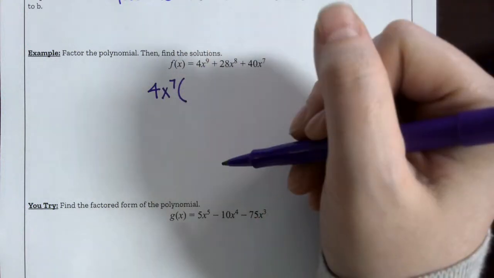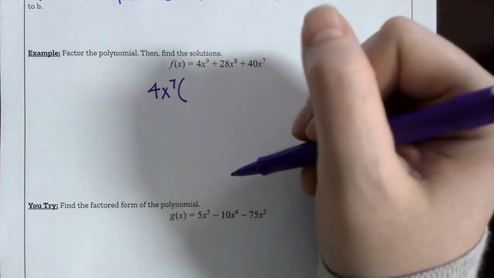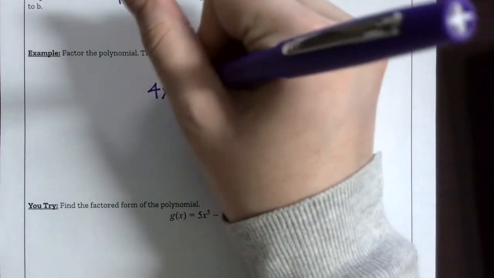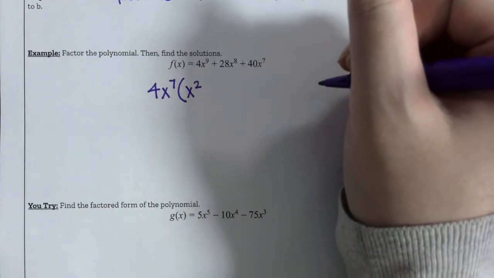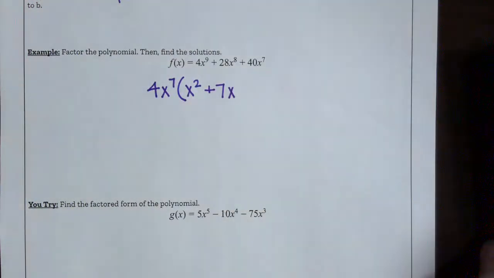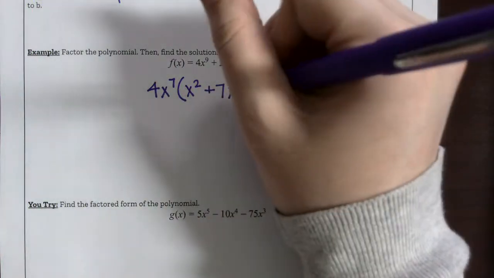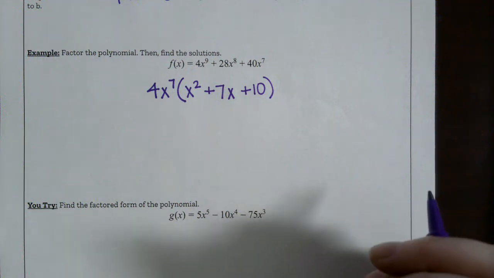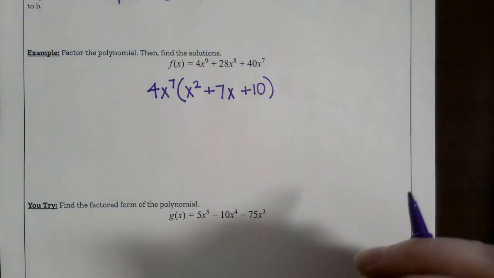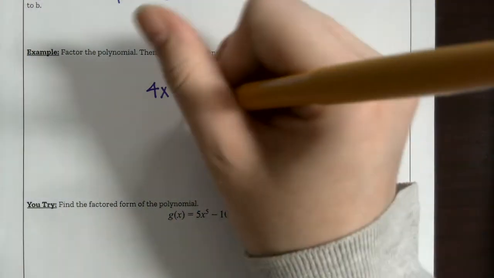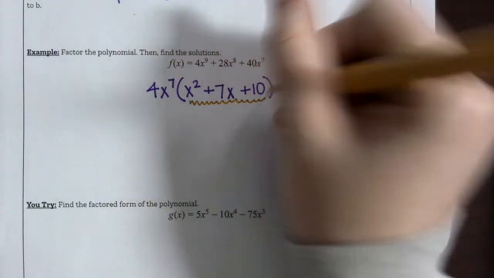So 4 divided by 4 gives me 1, and x to the 9th divided by x to the 7th: we have 9 x's, we take 7 away, we're left with x squared. 28 divided by 4 gives me a positive 7. I have 8 x's, I take 7 away. And then 40 divided by 4 gives me positive 10. I have 7 x's, I take 7 away. So now we have a quadratic left, and this quadratic is what we are going to use to factor.